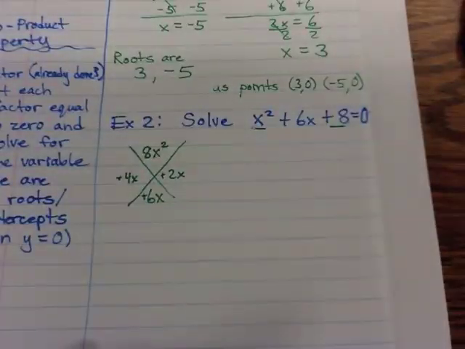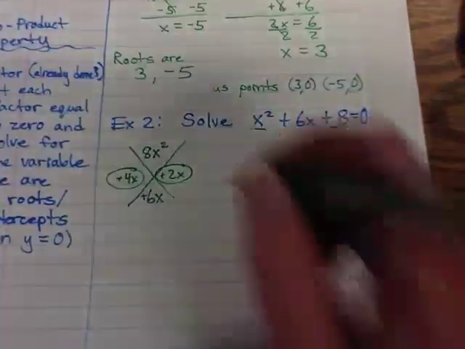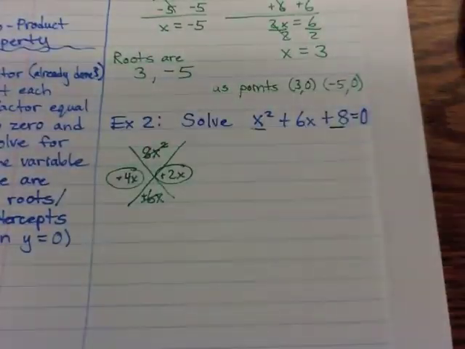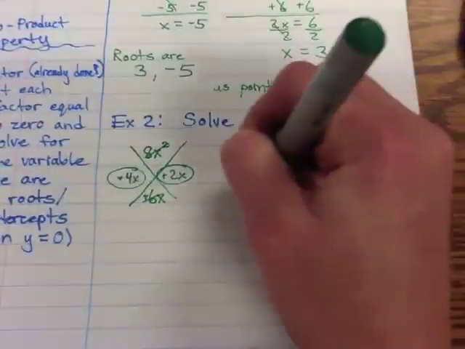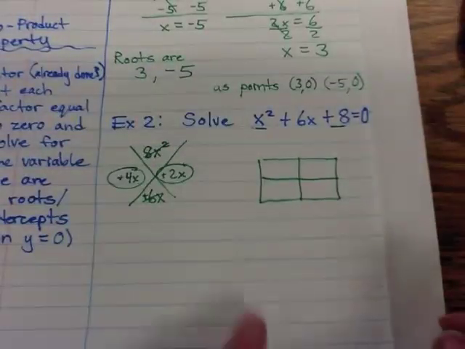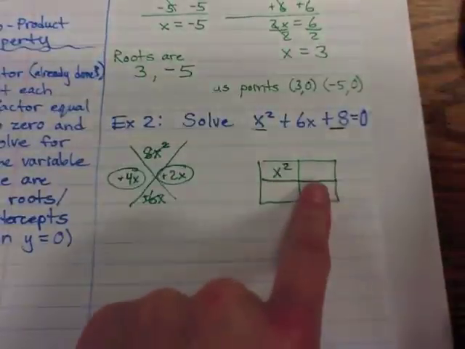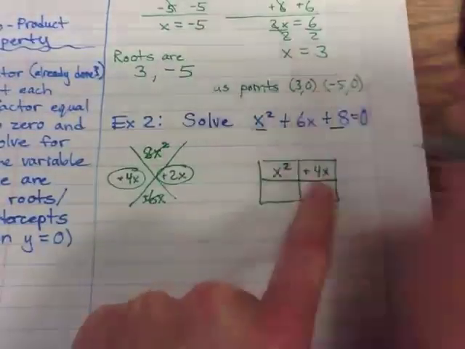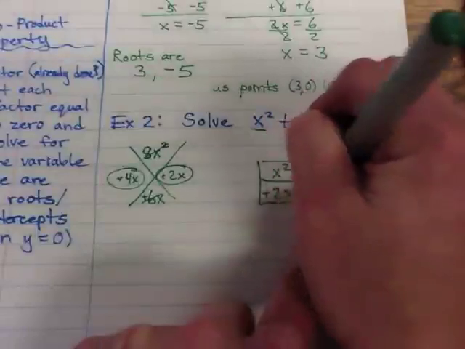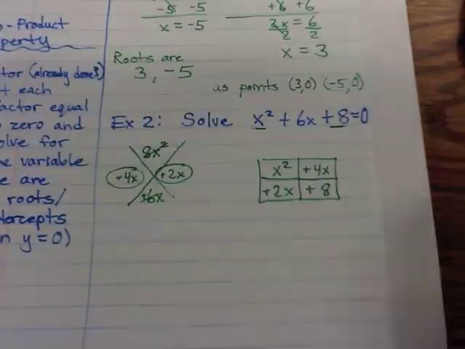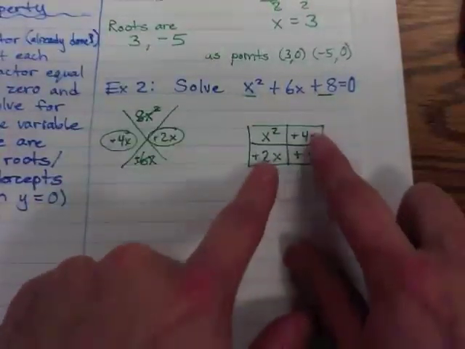And what am I circling in here? Circling the 4x and the 2x. What do I do to the 8x squared and the 6x? Cross them out. Now I go to my rectangle. What's going to go in the first box? X squared. What's going to go in the second box? Positive 4x. Third? Positive 2x. And fourth? Positive 8. Remember, you're using the first and last term. It's your middle term that's replaced with the two terms.